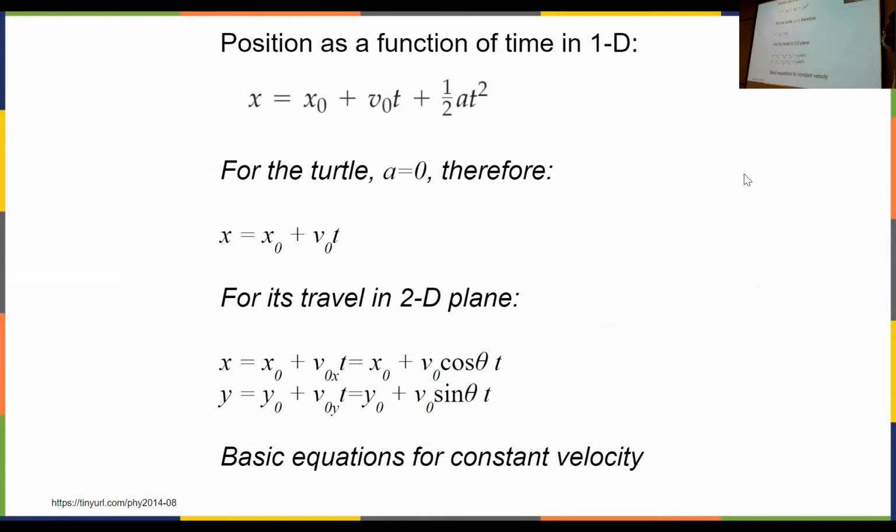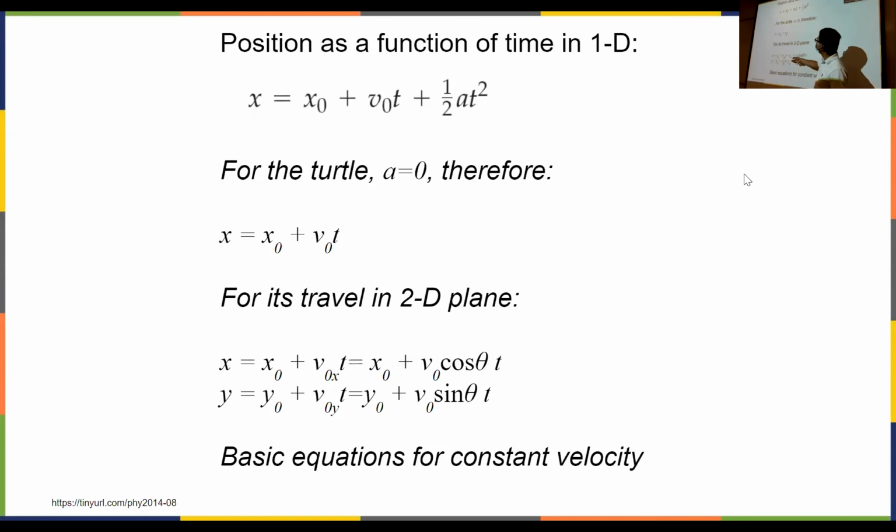When we look at the equation of motion for the position as a function of time in one dimension, you can use the equation x equals x naught plus v naught t plus 1/2 a t squared. For the scenario we just checked in the previous slide, when the turtle's velocity is constant, that means acceleration is equal to 0. So for your final x and y components, you just drop off the terms with acceleration, because acceleration is equal to 0.